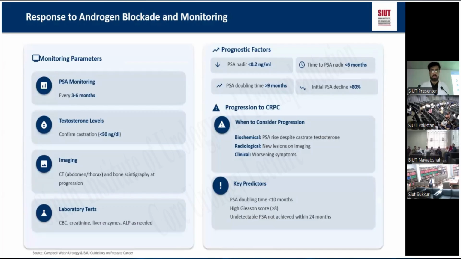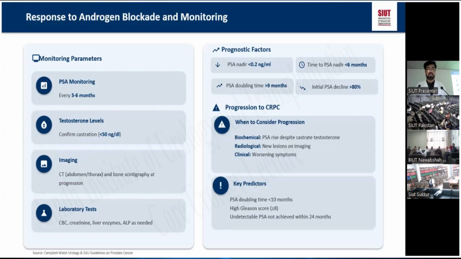Okay. This is what we discussed. The PSA response to androgen blockade is PSA monitoring. What we do is we monitor PSA every 3 to 6 months, and the testosterone levels are confirmed, which must be below 50 nanogram per deciliter, and imaging is done to see the progression.